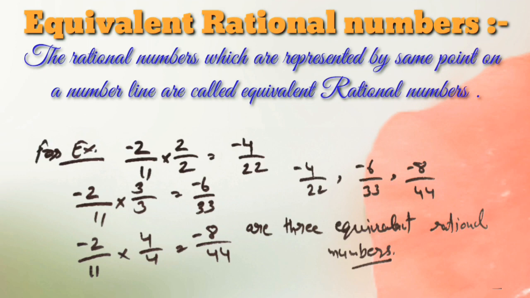If we have to find more numbers, then minus 2 by 11 multiplied by 3 by 3 equals minus 6 by 33. Similarly, minus 2 by 11 multiplied by 4 by 4 equals minus 8 by 44. Now minus 4 by 22, minus 6 by 33, minus 8 by 44 are three equivalent rational numbers of minus 2 by 11. These are the equivalent rational numbers which represent the same value.